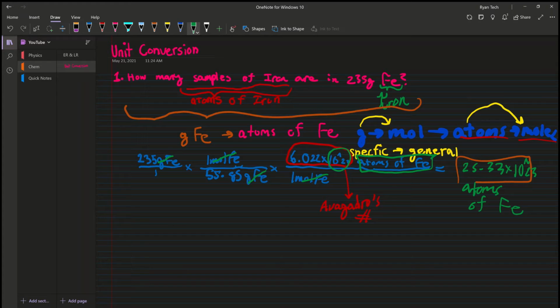I'm also going to, while I'm at it, show you something extra. Sometimes teachers want the notation to be like a one-digit number.